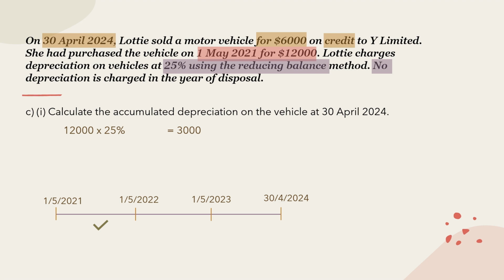Then for the next year, there is another full year that also we have to charge depreciation. So then that's going to be 12,000 minus 3,000 because it's net book value times 25%. So 9,000 times 25% will be 2,250. And the last year, from 1st May 2023 to 30th April 2024, we will not charge depreciation because the question clearly states that depreciation is not charged in the year of disposal. So then we can sum it up to calculate the accumulated depreciation, which will be $5,250.